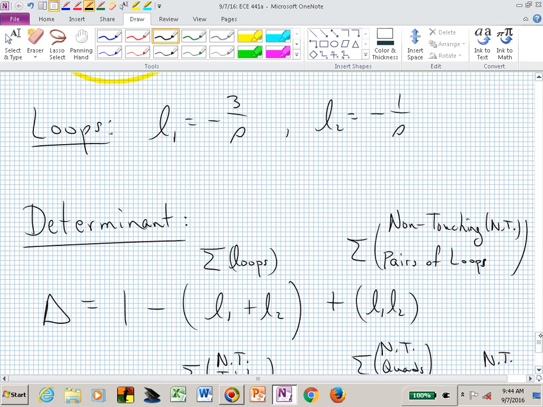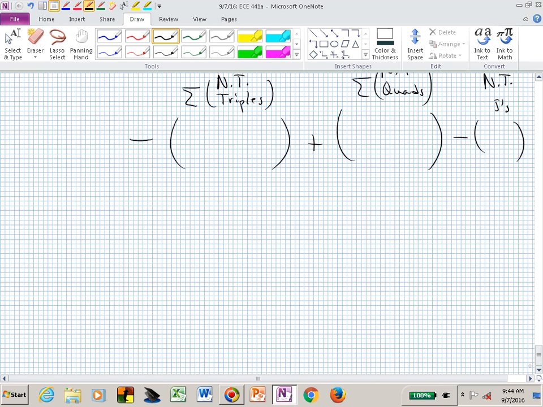Let me keep going. So you just keep going until you run out of loops. If you had 10 loops, you would be looking at all of these plus, minus, non-touching 9s, 10s, etc. But typically, they don't all non-touch.